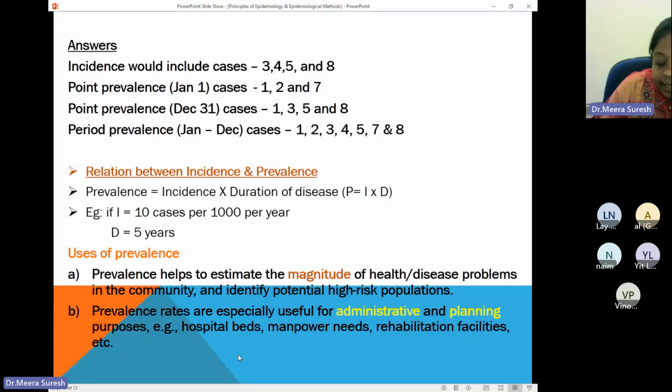Likewise, for a disease which has 30 or 40 percentage prevalence, we need to set aside more beds for them rather than for a disease which has a prevalence of only 1 percentage or 2 percentage. So for all that planning and administration, we need to know how much that disease is prevalent or existing in the society.